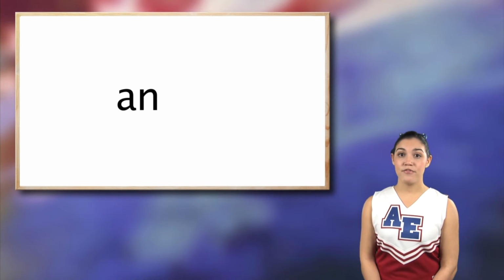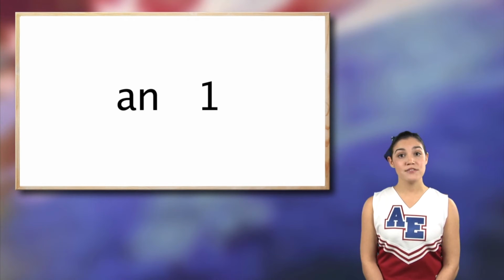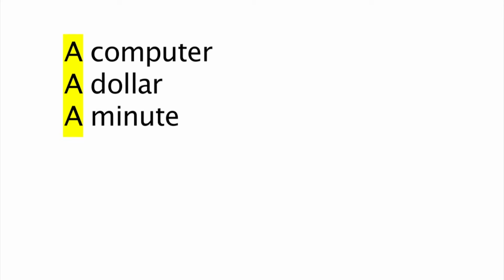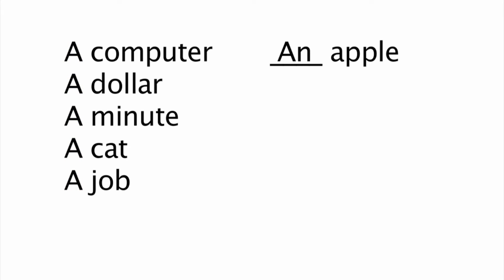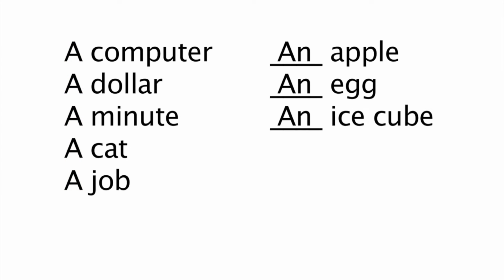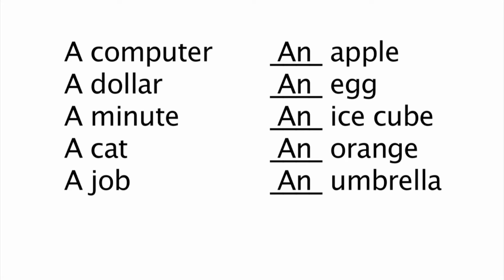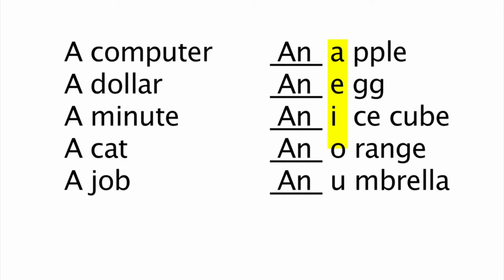Sometimes, instead of a, we need to put an before one general person, place, or thing that is not a name. A computer, a dollar, a minute, a cat, a job. But look at these words: an apple, an egg, an ice cube, an orange, an umbrella. As you can see, we use an when the next word starts with an A, E, I, O, or U sound.